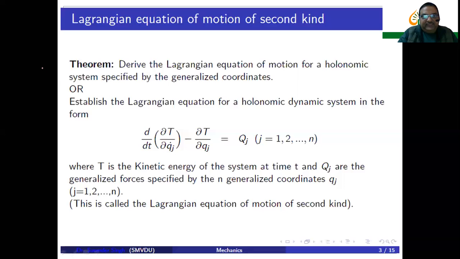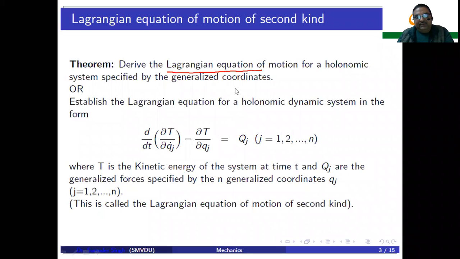So, first, we derive the Lagrangian equation of motion of second kind. In the form of a theorem, the statement is: derive the Lagrangian equation of motion. This Lagrangian equation of motion is just like the Euler's equation in calculus of variations. Here the parameters related to the dynamical system will be involved, and in that case we have seen the derivation of extremal of a function. So the main thing is Lagrangian equation of motion.